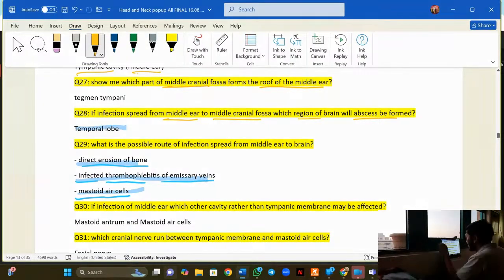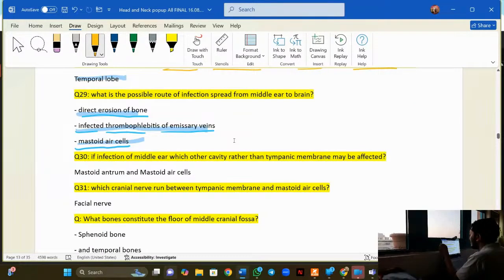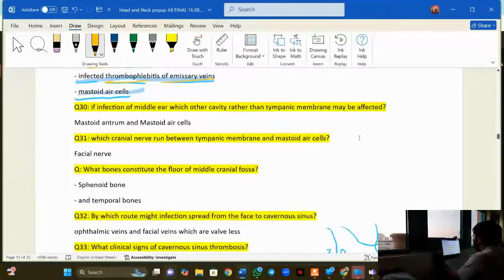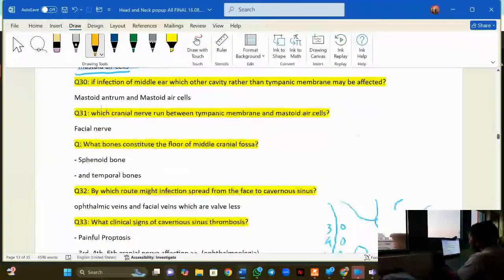Ear-related infections spread in three ways: direct erosion of the bone, infected thrombophlebitis of the emissary vein, and mastoid infection. Infection of the middle ear may affect other cavities besides the tympanic membrane: the mastoid air cells and mastoid antrum. Which cranial nerve runs between the tympanic membrane and the mastoid air cells? Facial nerve.